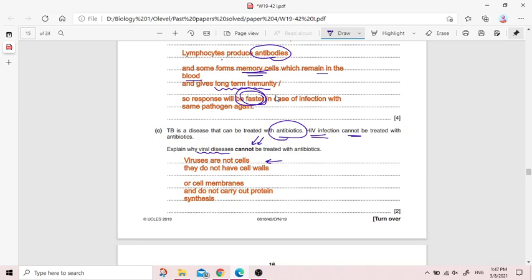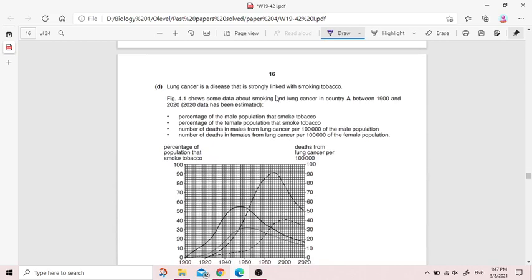They are not cells. They are not living. They do not have cell walls. They do not have cell membranes. And they do not carry out protein synthesis. So the antibiotic has nothing to work on. What is the antibiotic supposed to do? The antibiotic destroys these things. But what if these things are not available at all? So the antibiotic has nothing to work on. This is why it is not treated using antibiotics.